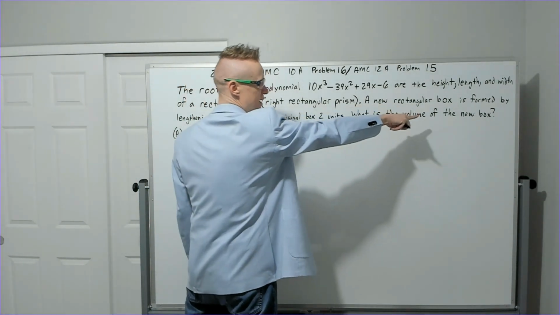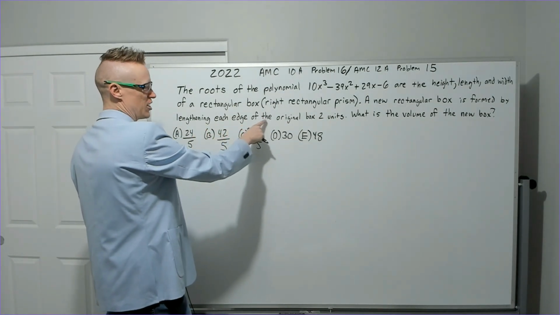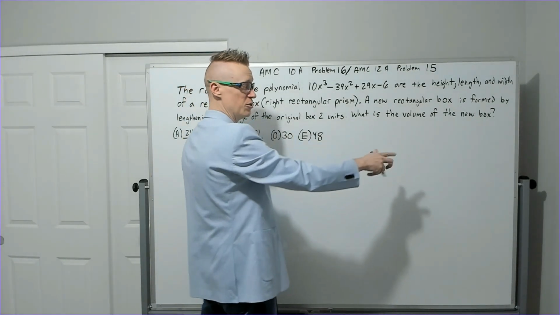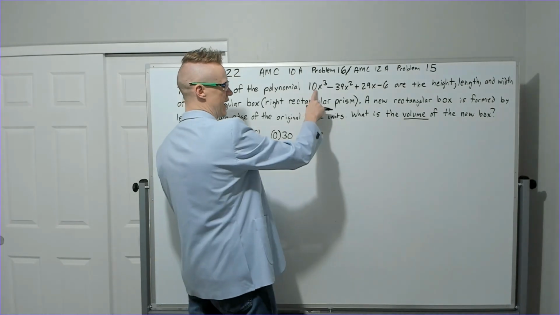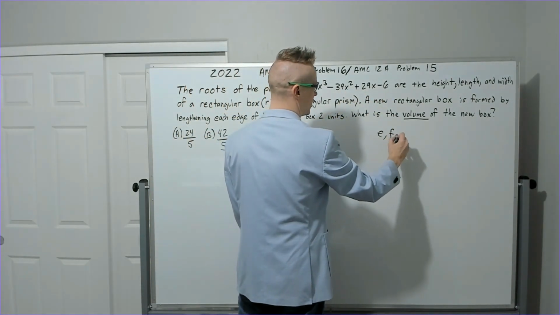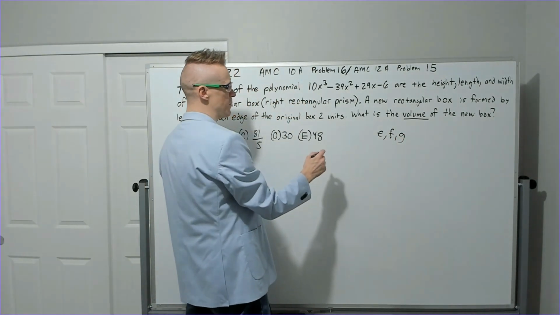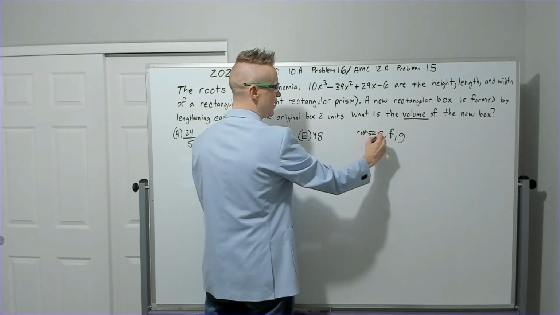So here we go. A new rectangular box is formed by lengthening each edge of the original box by 2 units. What is the volume of the new box? So first, this is like A, B, C, and D. So I'm going to use the letters E, F, and G to avoid confusion. We know that the product of E, F, and G, these are the roots. Okay, if you don't know what I'm doing, those are the roots.